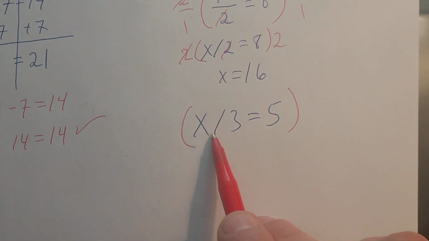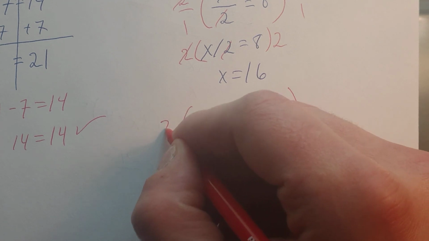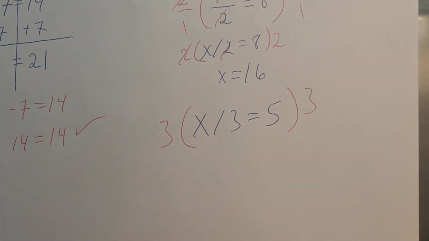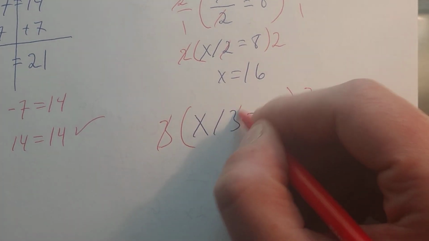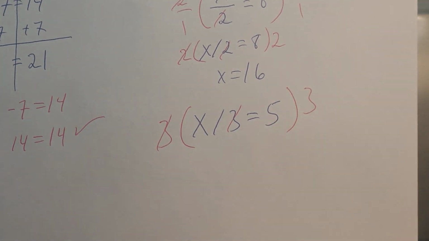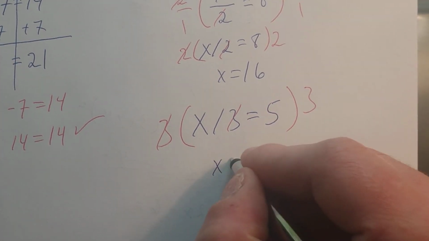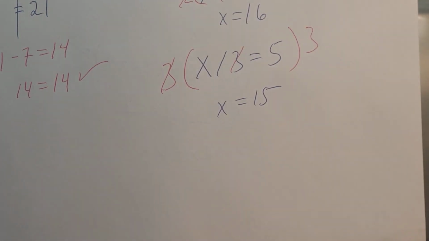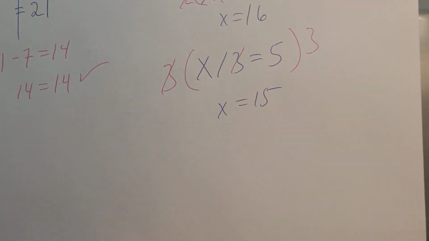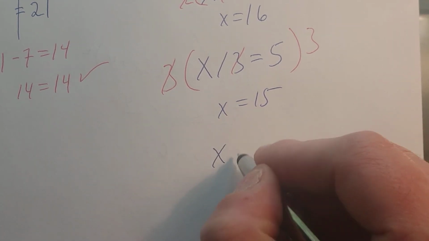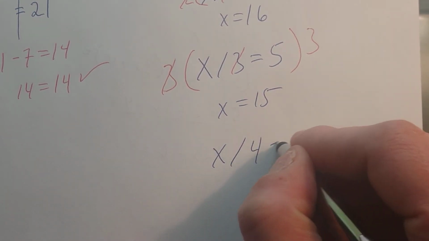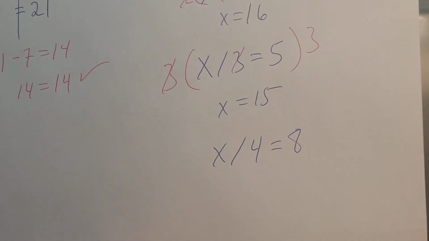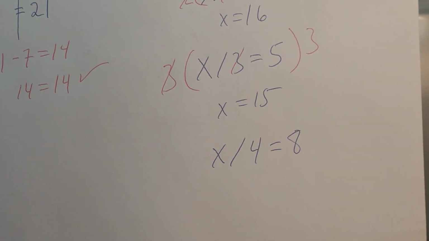So if I'm dividing this x by 3, now I have to multiply both sides by 3, just like that. Okay, so then these 3's cancel. 5 times 3, I'm left with x equals 15, just like that. Alright, try one more. If I have something like x divided by 4 equals 8, try to pause the video, see if you can do it on your own.